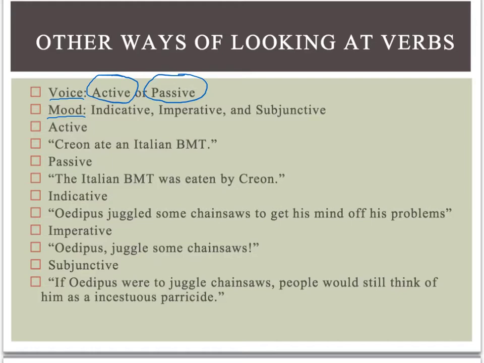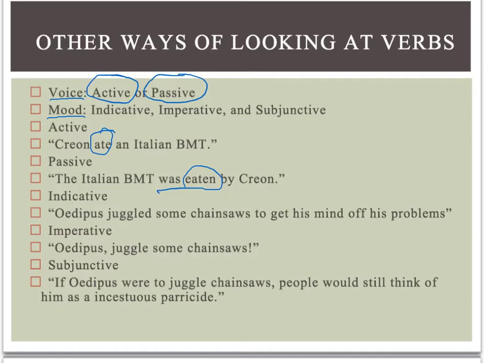So take a look at this example sentence. In the active voice, Creon ate, there's your verb, an Italian BMT. We all know from reading how hungry for power Creon was. He's also hungry for Subway. So in the active voice, Creon eats the sandwich. The emphasis in the active voice is on the fact that it was Creon doing the eating. But if we took that same sentence and wrote it in the passive voice, now the Italian BMT was eaten by Creon. That's the same verb, and the same thing is happening in the sentence.